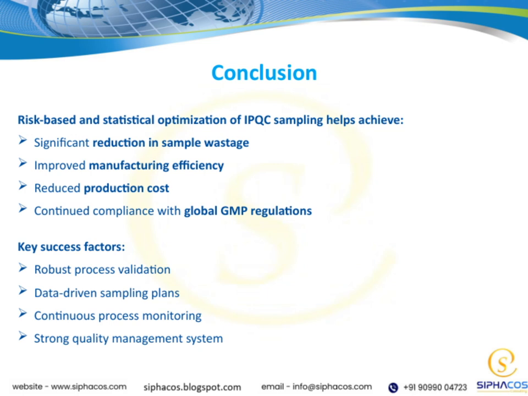Now, to achieve these benefits, there are some key success factors we need to focus on. First, robust process validation is essential. We need to thoroughly understand our processes to identify critical points. Second, data-driven sampling plans allow us to make smarter decisions based on real data rather than assumptions. Continuous process monitoring is also vital because it helps us catch issues early and maintain control over the process. Lastly, a strong quality management system underpins all of this, providing the structure and culture needed to sustain improvements.